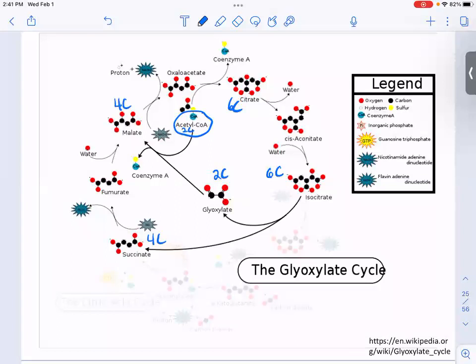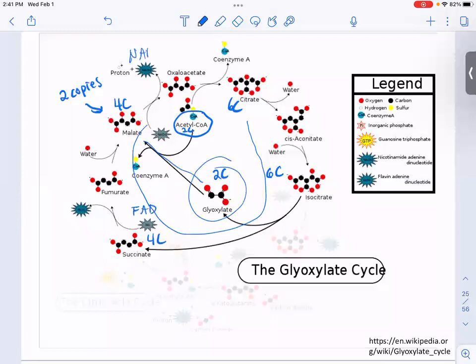You're actually getting 2 copies of that malate, because you get the one that comes around and stays in the cycle, and then you get an extra one. That extra malate can be used to synthesize whatever cellular structures the cell needs. You don't get a substrate level phosphorylation, and you lose 2 NADHs. This is hard to read, but this is FAD here, and this is NADH here. You're still getting a little reducing power.